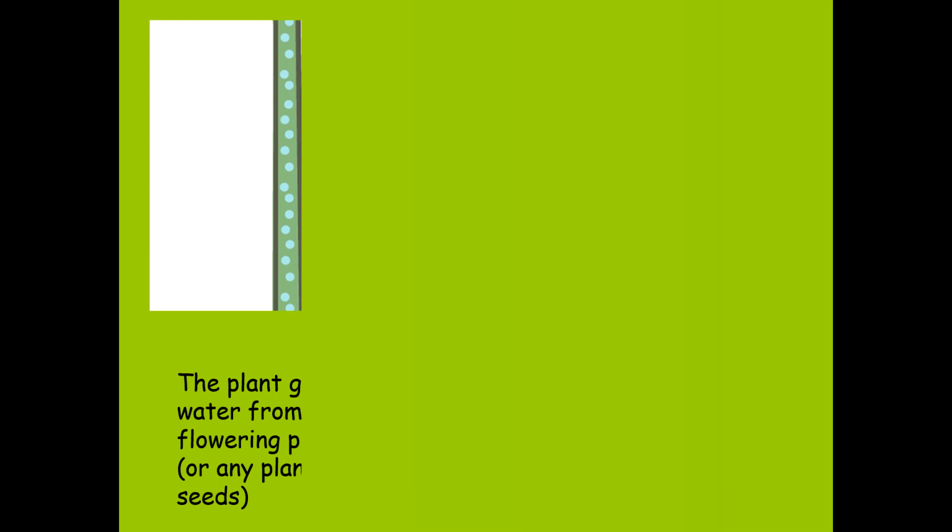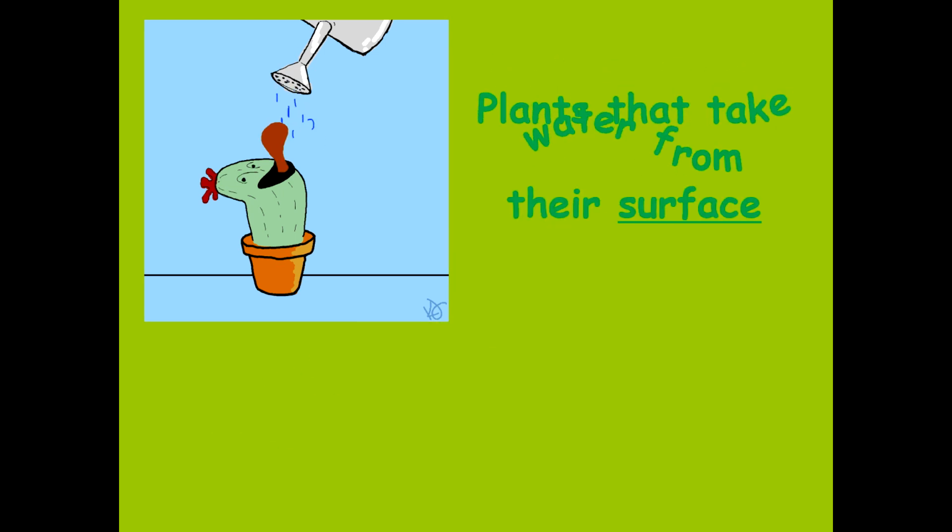The second one, well, some plants actually don't need to take their water from roots. Maybe their habitat is not the best habitat. Maybe it's very dry, like the desert, or maybe they grow on different things like rocks. Well, these plants take their water from their surface, like you can see in our little cartoon here.